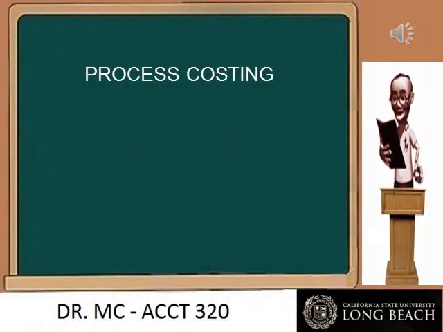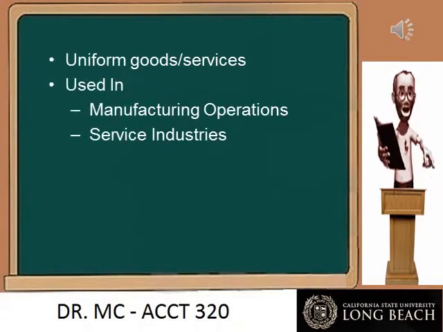In this lecture we will discuss process costing. Process costing is used when you have uniform goods and services. It is the opposite of job order costing, which is used when you have unique goods and services. With job order costing, every order that a firm had was different, so the costs are different. With process costing, all the products are the same.